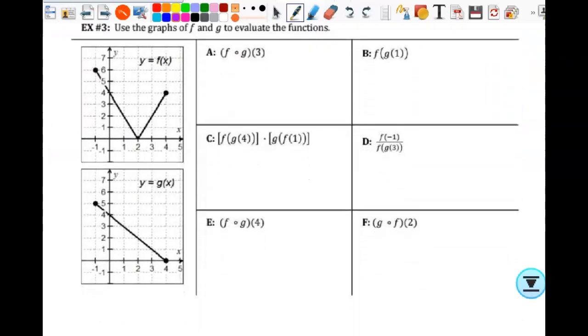Okay, let's use the graphs of f and g. Gingerbread men just have an attitude today.